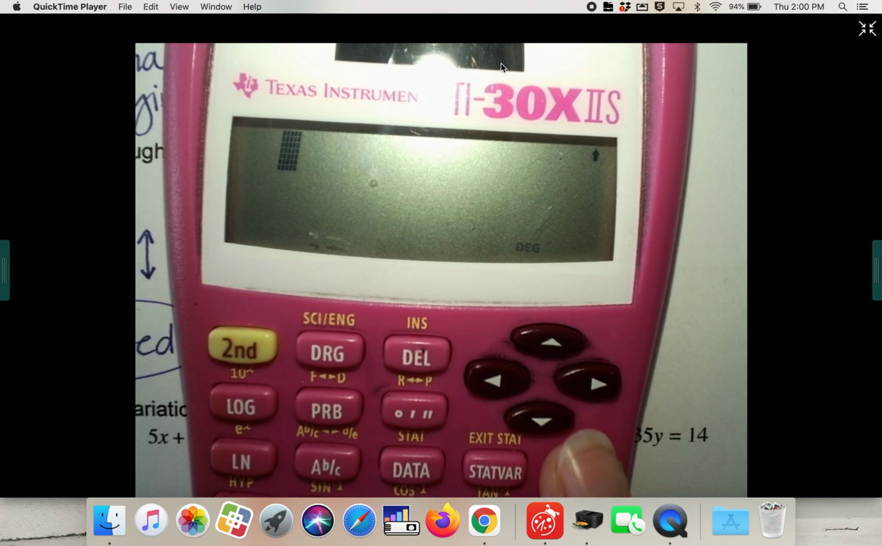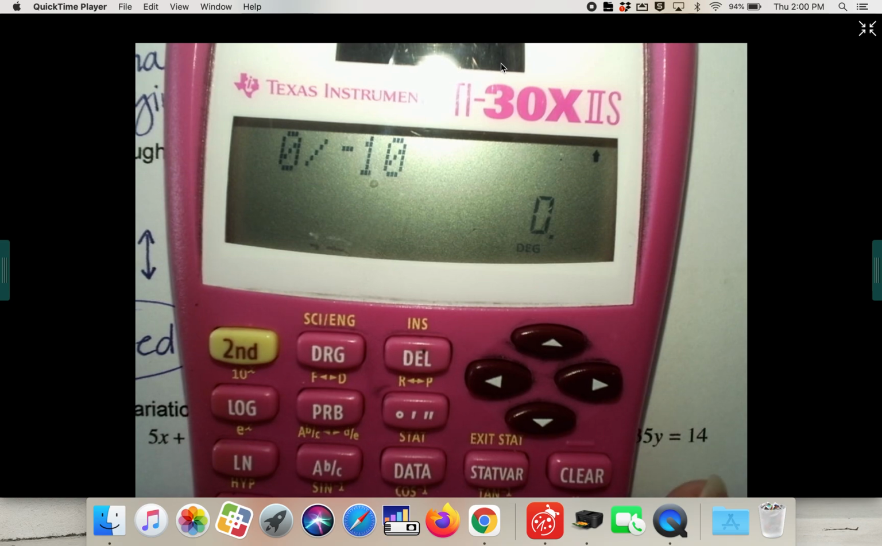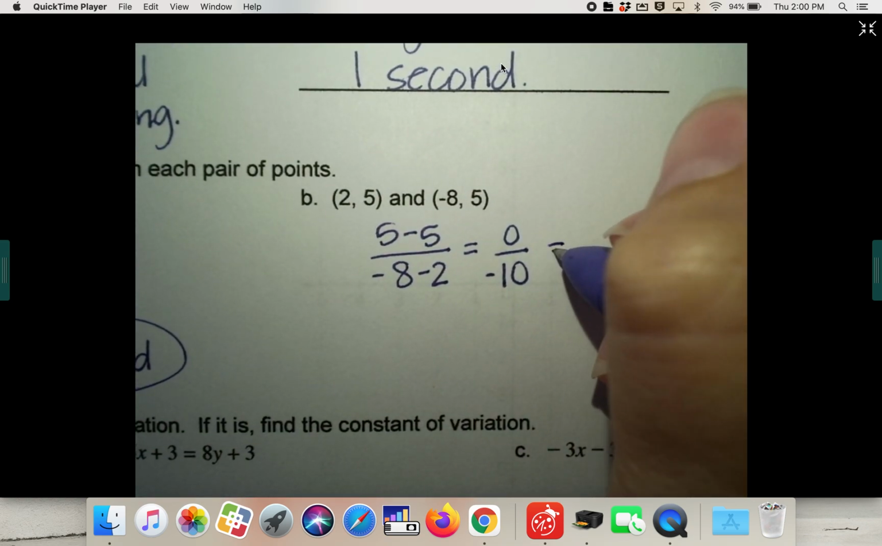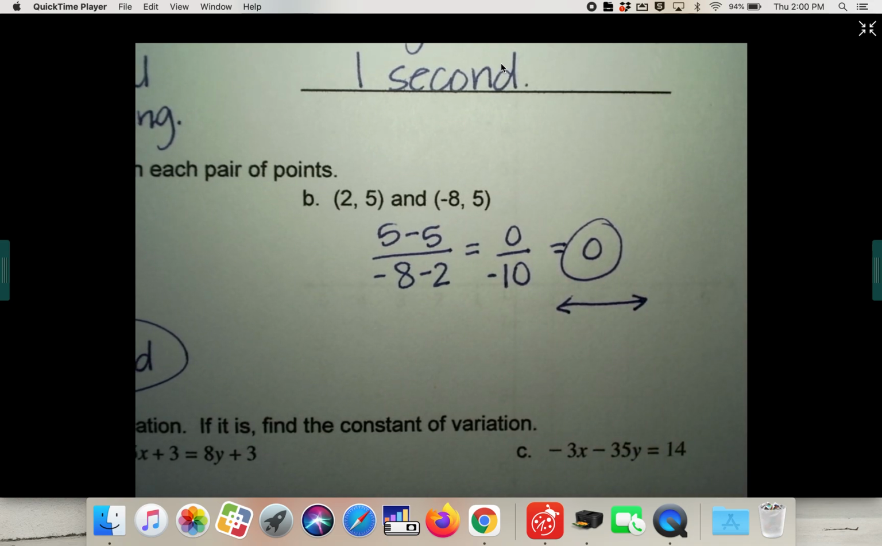0, oops, gotta clear that. 0 divided by -10. Yes, 0 can be on top. That would be 0. And if you think about it, it's not asking you, but a 0 slope would be a horizontal line.